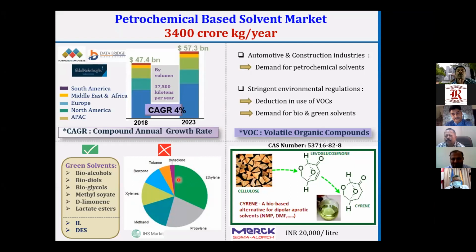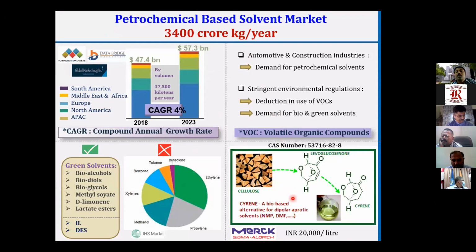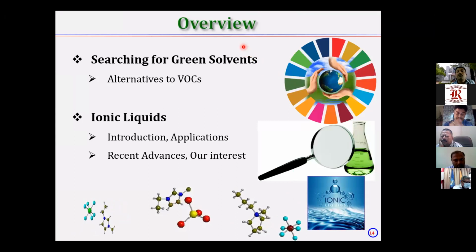However, due to stringent environmental regulations, they are now looking for alternative solvents, and these alternatives may come from bio-derived sources or be close to nature. One such solvent I have put here is Cyrene, a cellulose-derived solvent. The cost is an issue, but it can be an alternative solvent in future for replacing many aprotic solvents. So we will see why we need to look for alternatives, what ionic liquids are and what our interest there is, what the recent trends are, and what the take-home message is for all of us.